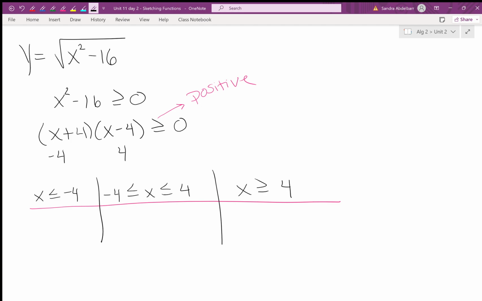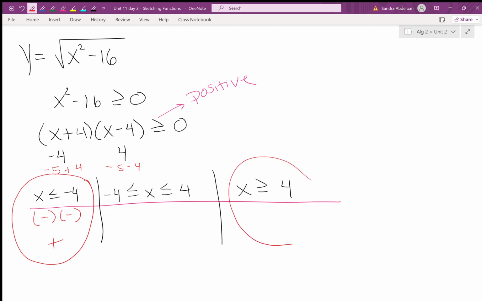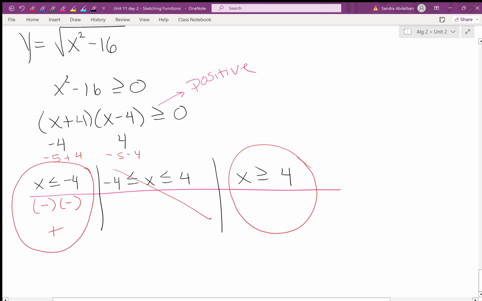All right, I'm going to test negative 5. Negative 5 plus 4 is negative. Negative 5 minus 4 is negative. A negative times a negative is a positive. So this works. What else is going to work? The last column. What about the middle? It won't work. All right, what should we find now?